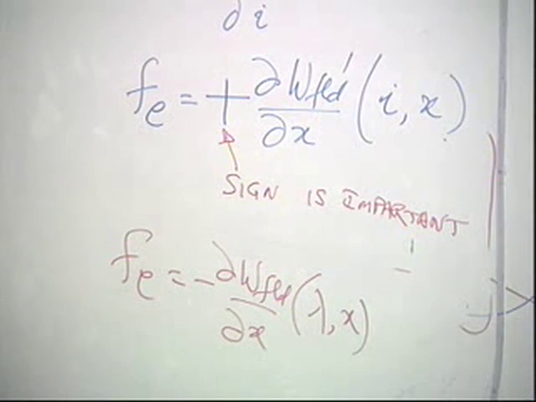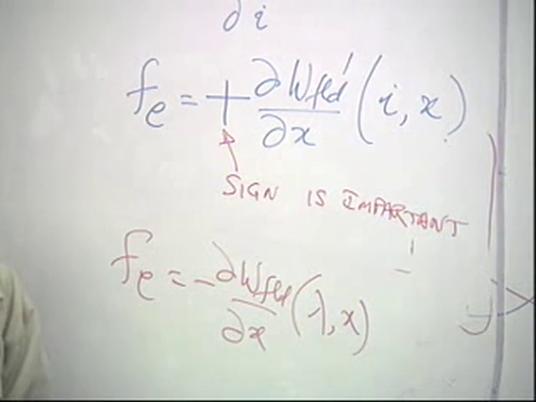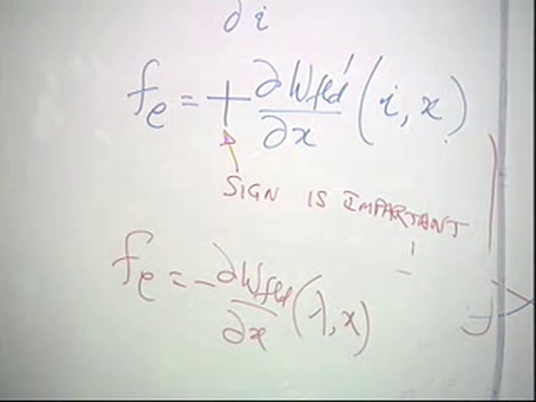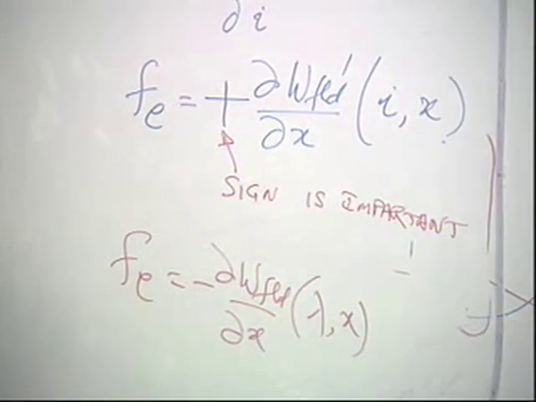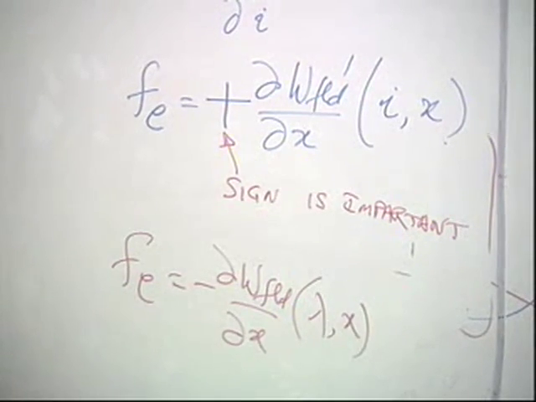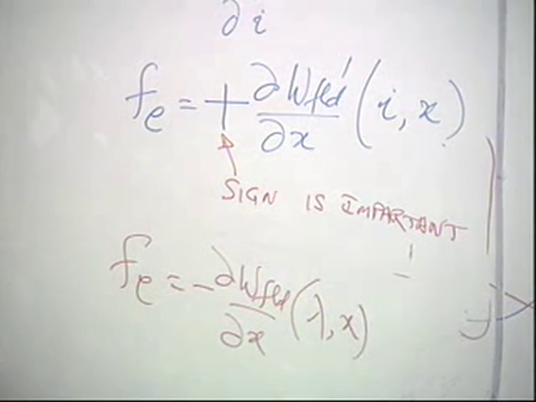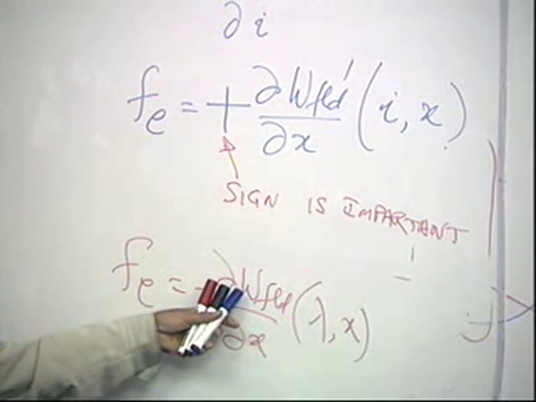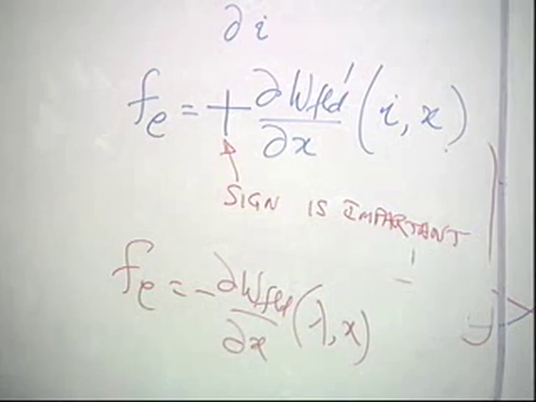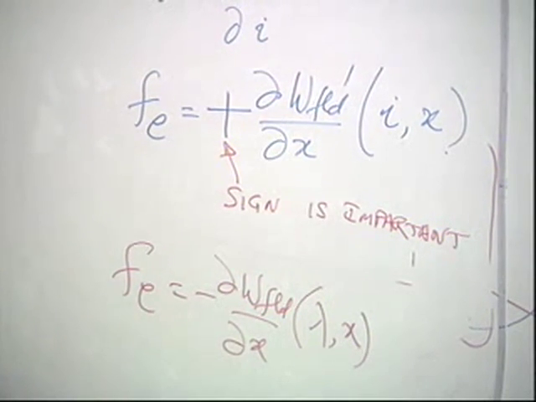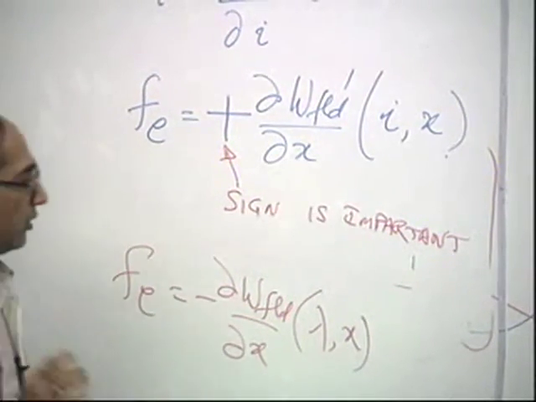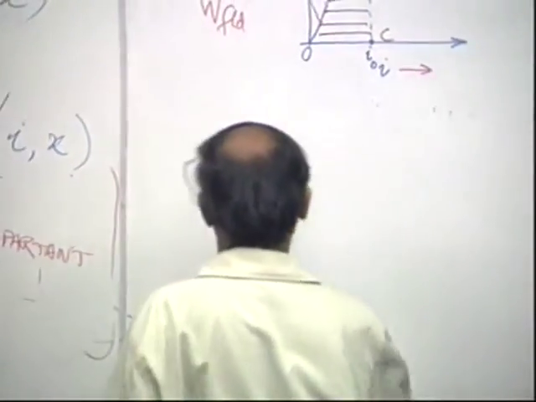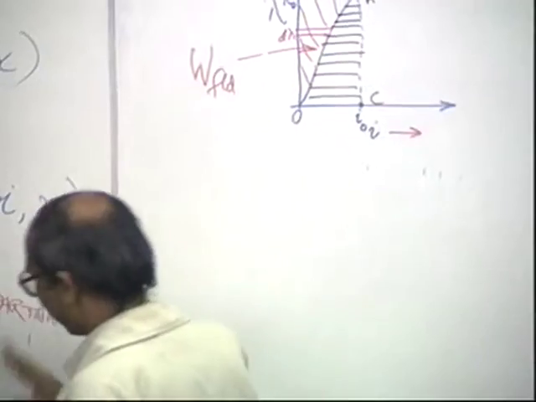Now that means force acts in a direction to increase co-energy at constant current and acts in such a direction to decrease stored energy at constant flux linkage. Okay? So this is important. Now let us try to understand a little more clearly and see whether what we are talking about makes sense.